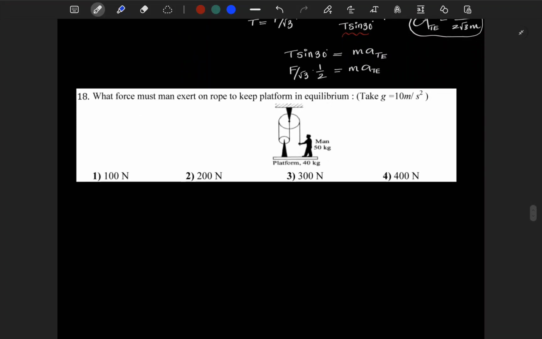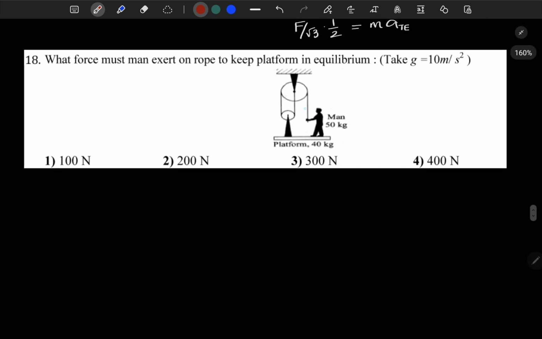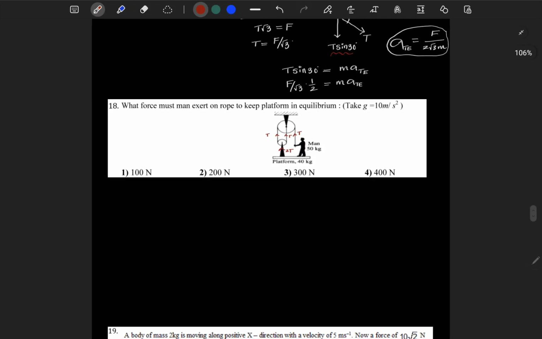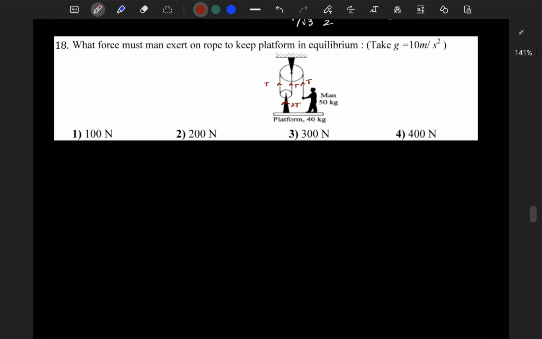Let's move on to question number 18. What force must the man exert on the rope to keep the platform in equilibrium, and g is taken as 10. There is no complication in this question. This is simply, if you draw a free body diagram, you will get the answer. But before drawing the free body diagram, let's mark the directions of tension here. This is a T, so this is a T, and again this is a T. So this has to be 2T.